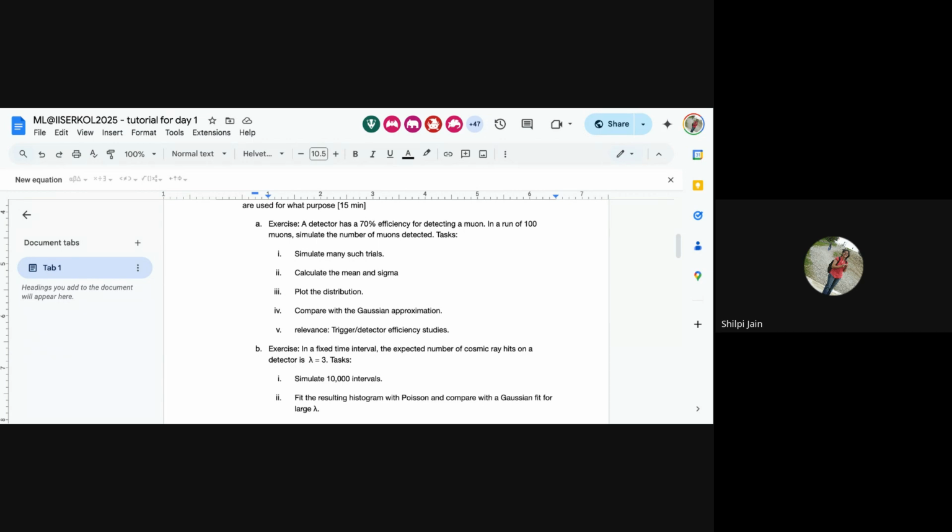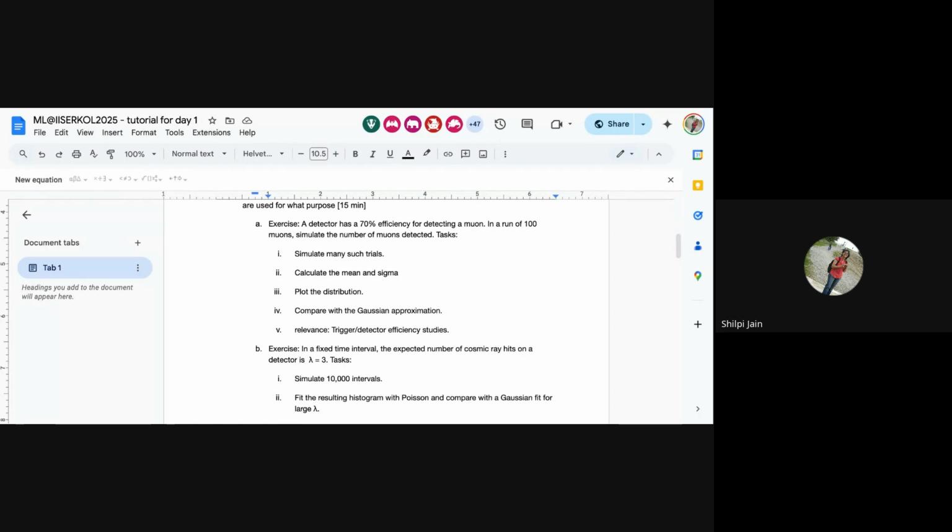if you increase the number of muons hitting your detector from 100 to, let's say, 1000, can you tell me what kind of distribution it starts assuming? You can speak up. Can you please interrupt me, because I'm not always looking at the chat window.